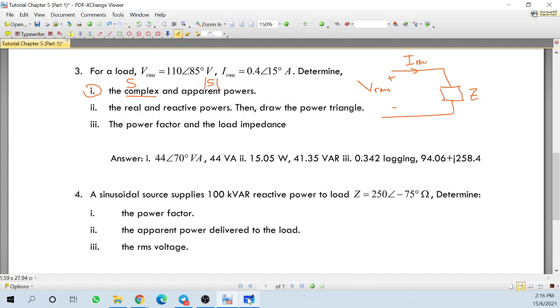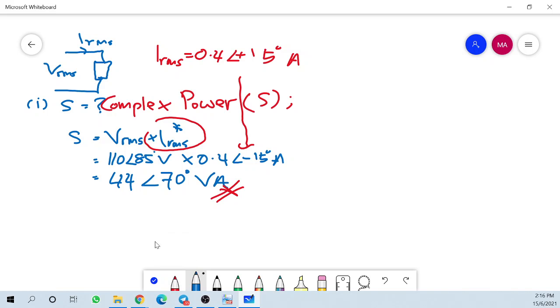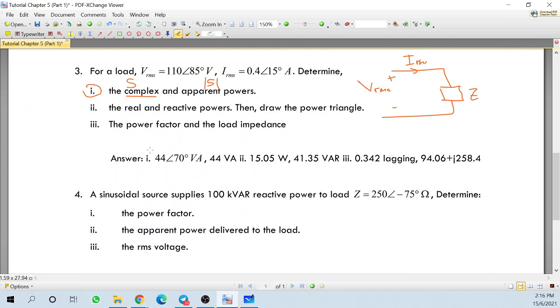Next question: determine the apparent power. So how to determine apparent power? Apparent power actually is the magnitude of S, the magnitude of complex power, which is equal to 44. Unit dia adalah volt ampere. Sorry saya tak tulis. This is apparent power. Okay, get to question number 2.